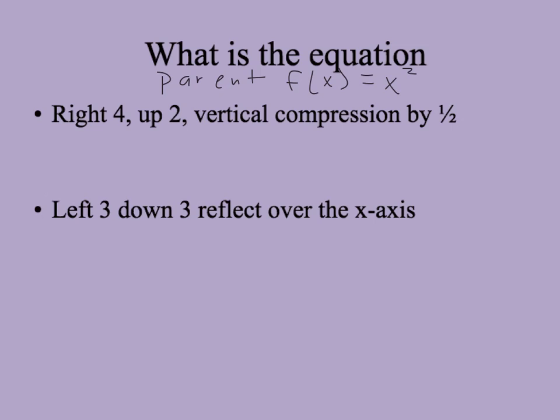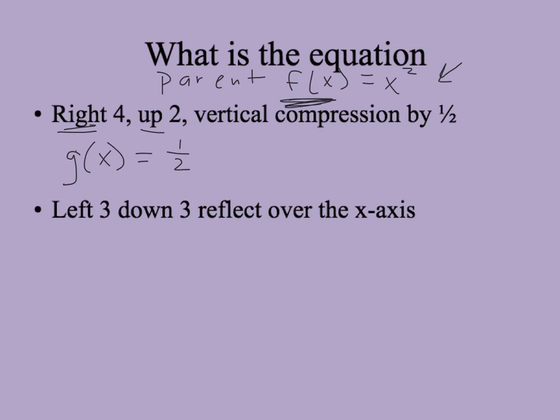So it's basing these two problems off the parent function of x squared. It's telling me they have a right 4, up 2, and a vertical compression by 1/2. So I'm going to write my new equation. I'm just going to label it g of x because I don't want to label it f of x. I already have that as my parent function. The 1/2 has to be multiplied, so I'm going to put that right in front. Either vertical compression or stretch is always multiplied.